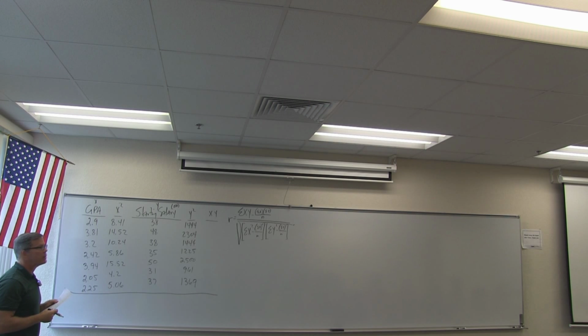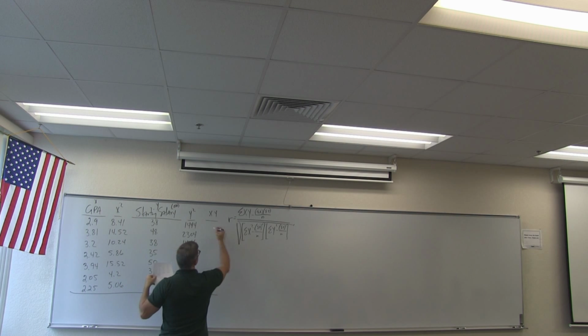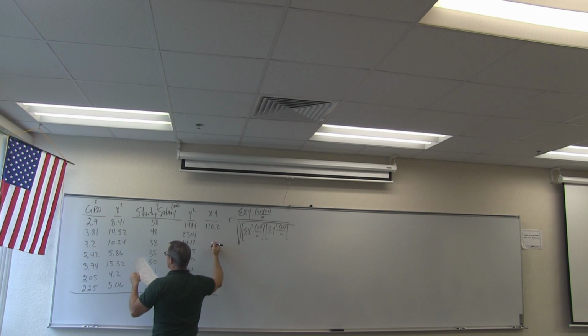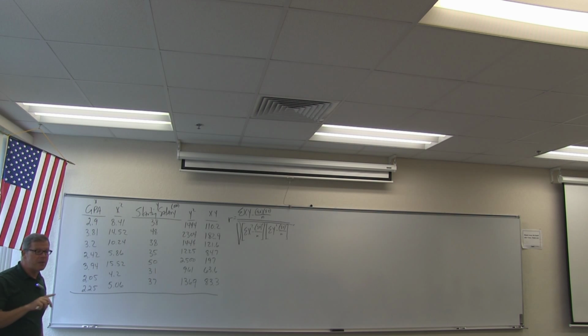We create the product. This times this, 2.9 times 38, 110.2. 3.81 times 48, 182.9. 121.6. 84.7. 197. 63.6. 83.3. And again, we make sure we do this correctly. I know that's obvious, but it's just real easy to make a little mistake on your calculator because you're rushing or something. So we got to get these numbers right.